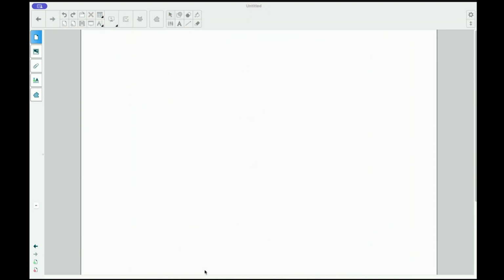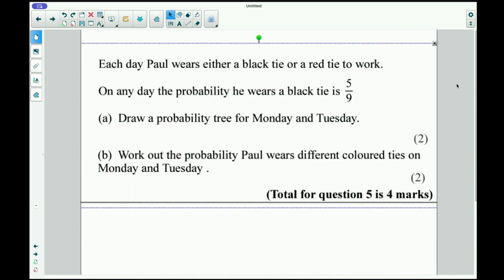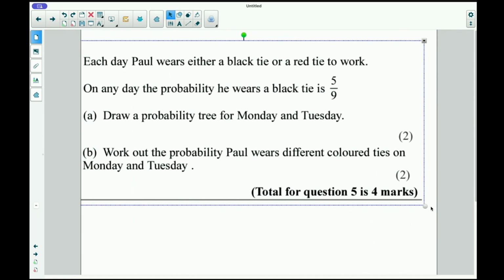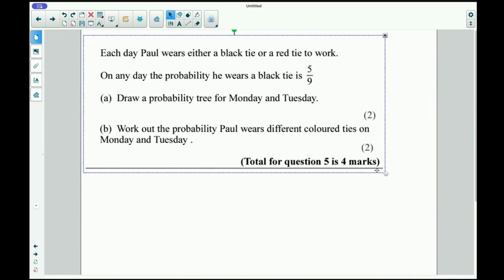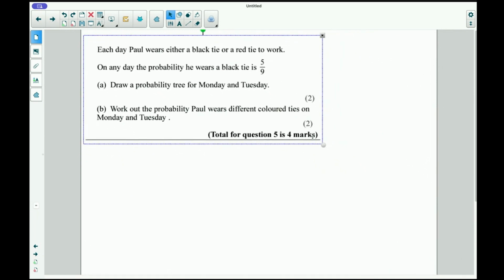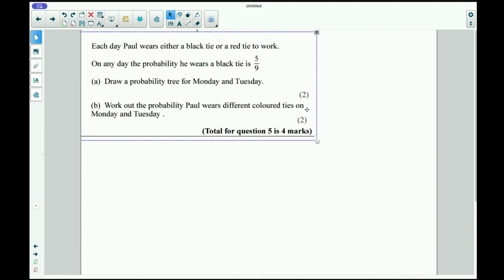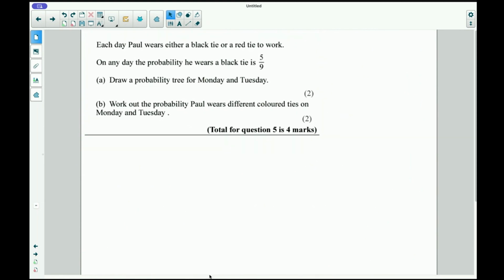So we're going to take a look at Paul, our friend, and he's going to wear either a black or a red tie to work. So you can see that "and" or "or" statement coming in, so we can get an idea of exactly what we should be doing with our probability. On any day, the probability he wears a black tie is 5/9. Draw a probability tree for Monday and Tuesday, and then work out the probability that he wears different ties on Monday and Tuesday. All right, so I'll quickly work through this one.